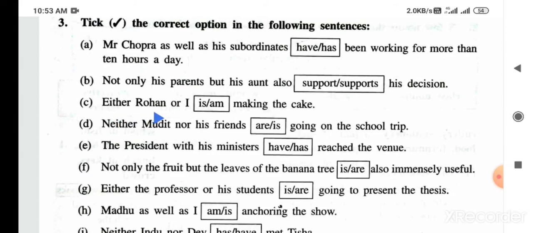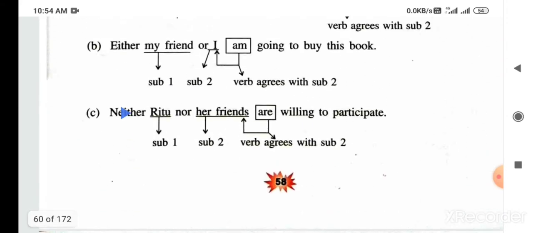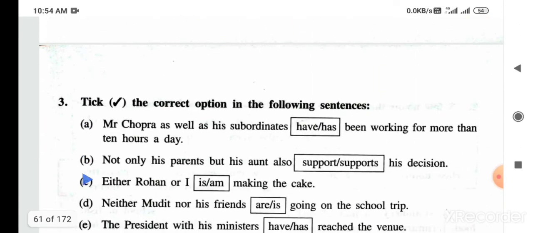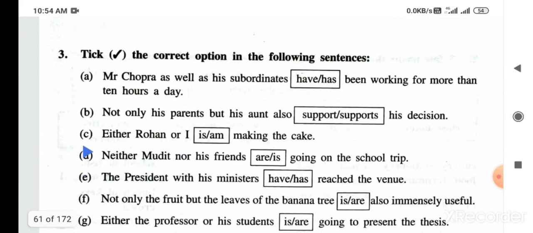Either रोहन और I, either और के साथ भी सेकेंड नाउन के आधार पे either रोहन और I am making the cake. आप देख सकते हैं either or, neither nor, the verb agrees with the later subject. So यहाँ neither Mudit nor his friends are going on the school trip.